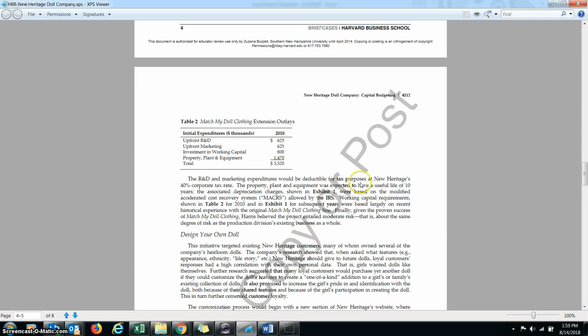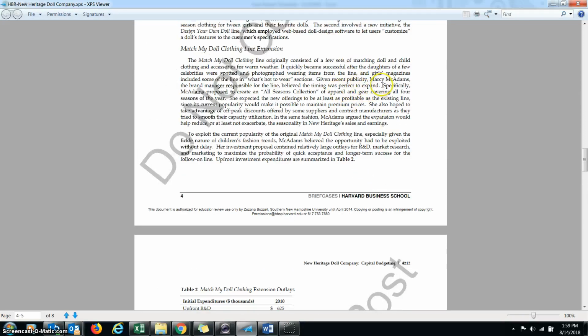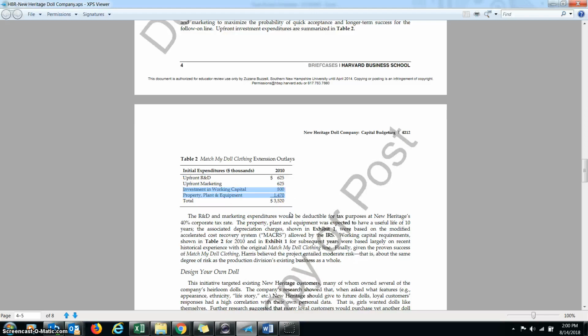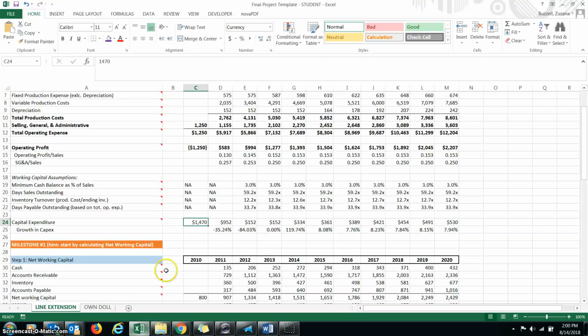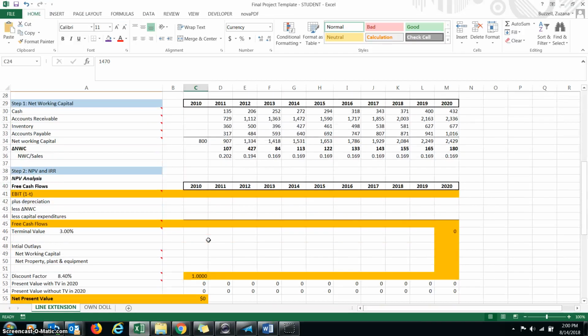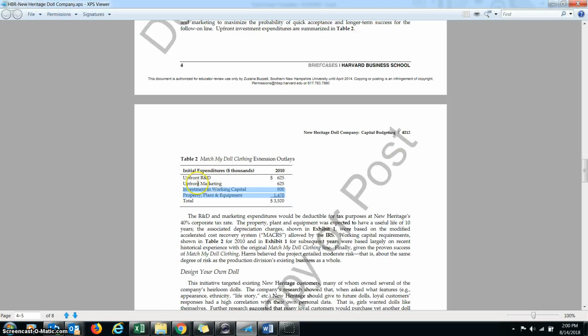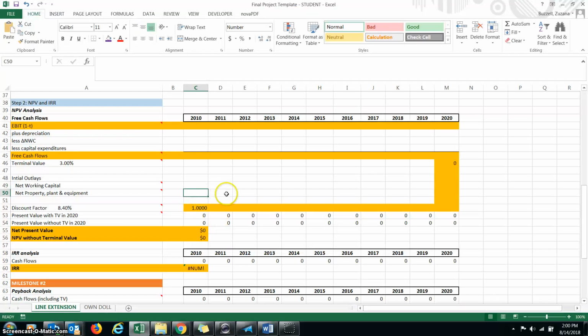Now this is actually tricky because of this project. Hold on, let me go to page 5. Marcy McAdams says that it has to be a perfect time to expand, and to expand right away. So your property, plant, and equipment is included in the initial investment, okay? So even though they say capital expenditure here, because she named it as an initial investment, we have to put it right here as initial outlays. Okay, so this would be your 800 and this would be your 1470.